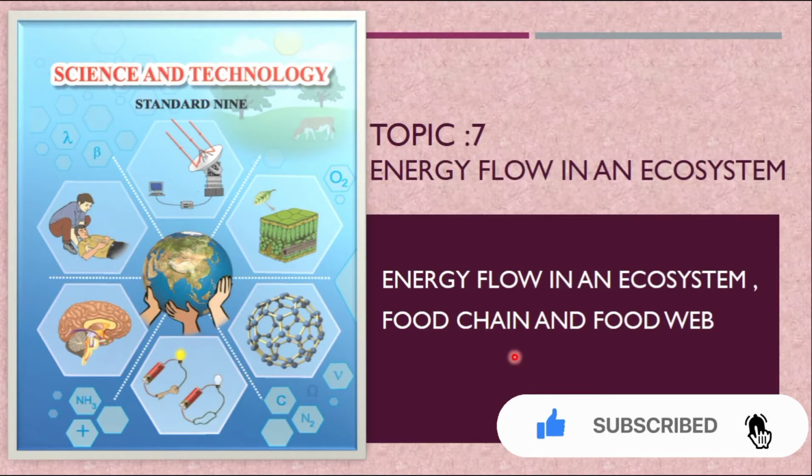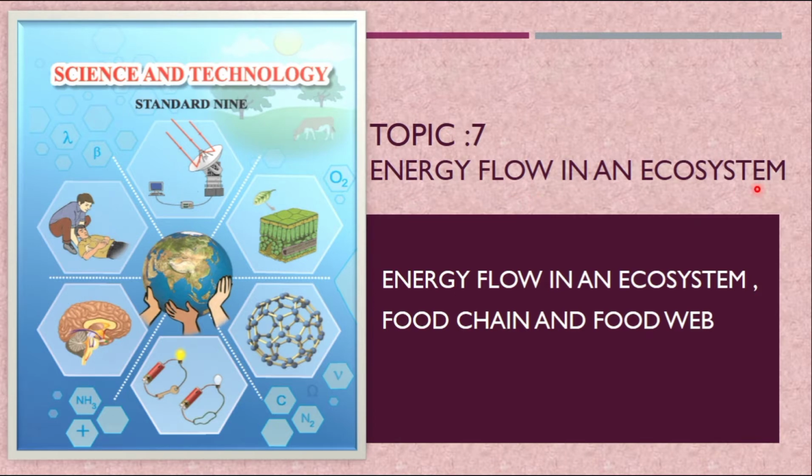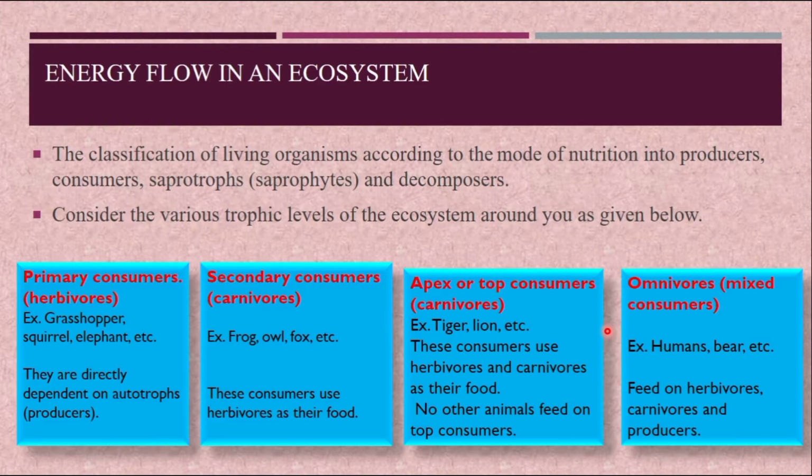Hello dear students, today we will learn topic 7, the energy flow in an ecosystem. In this topic, we study the first point, the energy flow in an ecosystem, and the second one, the food chain and the food web. So first of all, we need to know what is meant by the ecosystem.